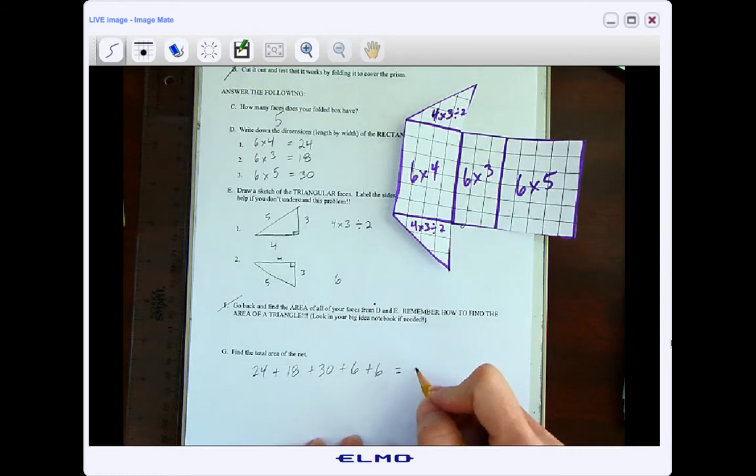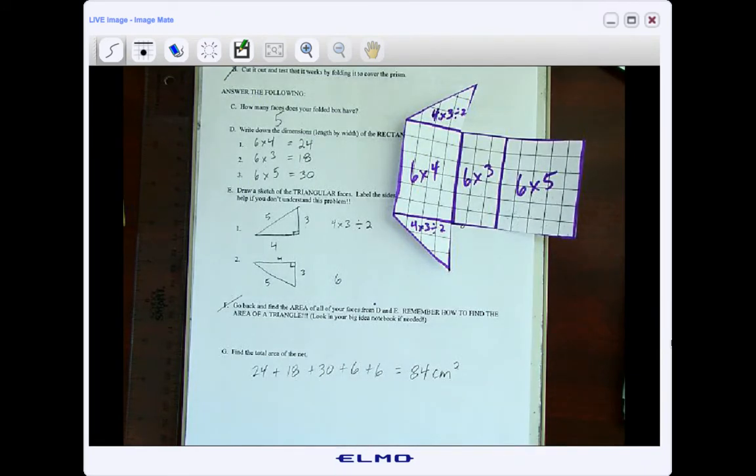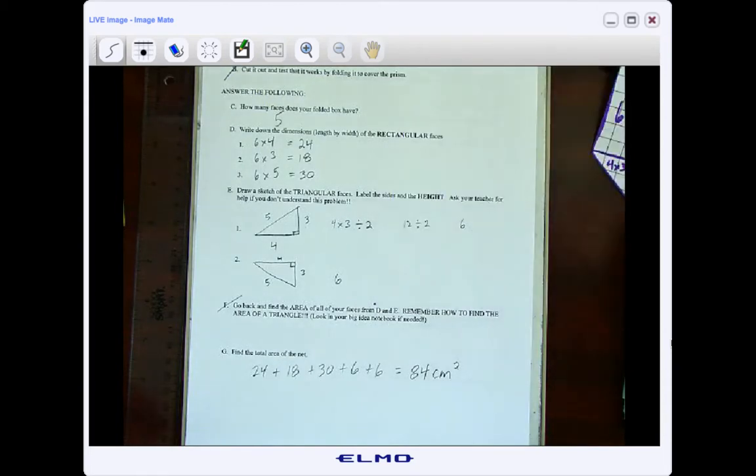So what'd you get? I got 84 centimeters squared. Okay, and then I'll give you a chance to pop up some of the answers to some of the other questions. You can check those. Okay, let's start over the back.